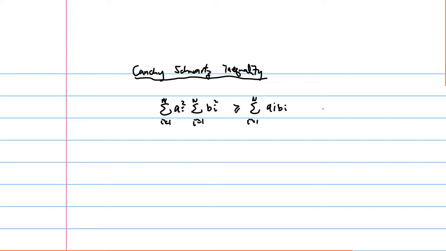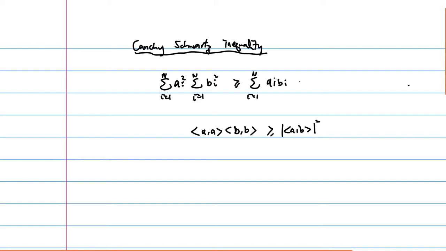And then when I went to undergrad, I came across a form that is much more general and much simpler. It's just, if you have two elements in a vector space, or more specifically in a Hilbert space, then the inner product of A and A times the inner product of B and B will be bigger than or equal to the inner product of A and B squared. And in particular, you can see that the first form here is just a special case of this form.